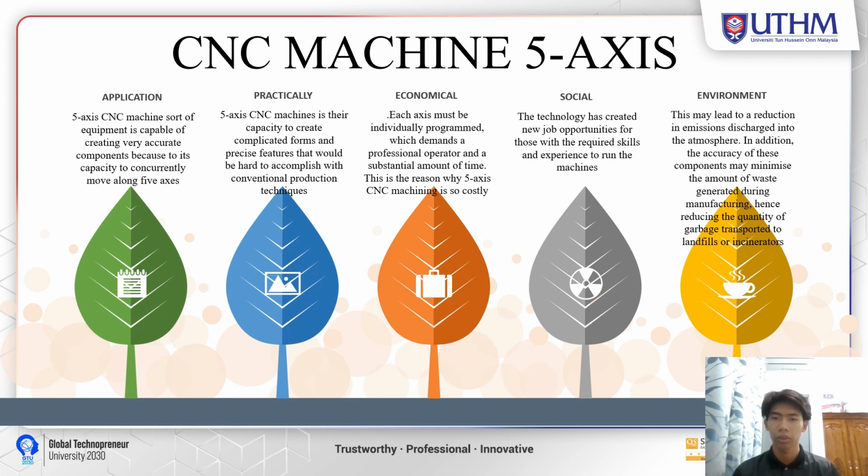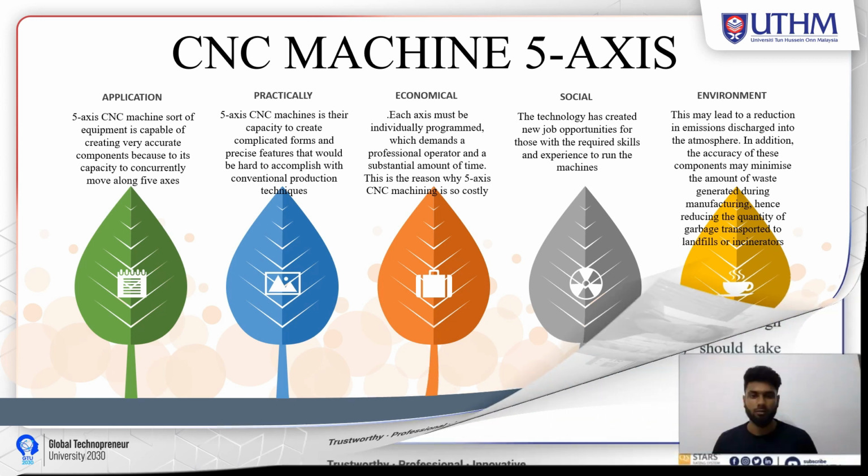In addition, the accuracy of this component may minimize the amount of waste generated during manufacturing, hence reducing the quantity of garbage transported to landfills and incinerators. So by using this 5-axis CNC machine, we can reduce the raw material that we use to make the piston. That's all from me. Thank you.